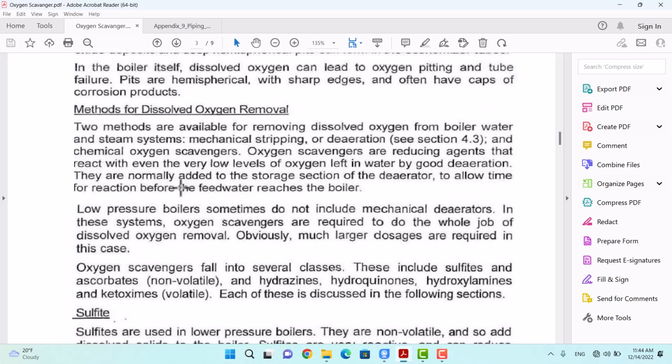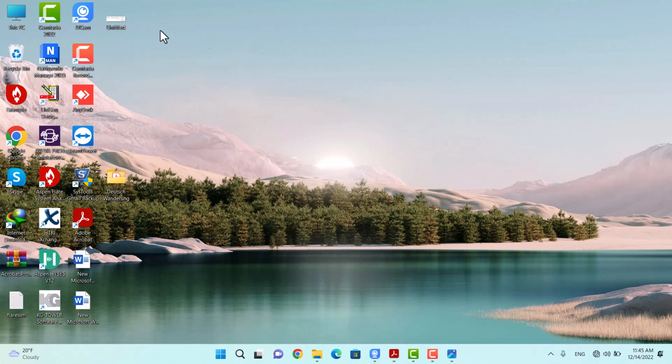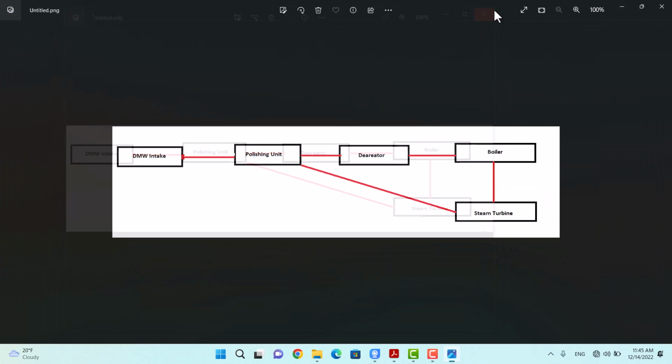Before going to the different types of oxygen scavengers, I want to clarify these sentences and what they mean. I have prepared a sketch here. As you can see, before going to the types of oxygen scavengers, I want to focus on this sketch.